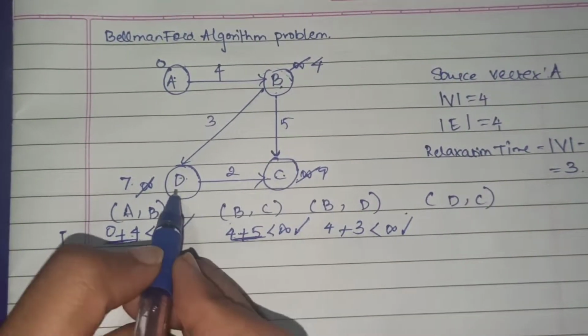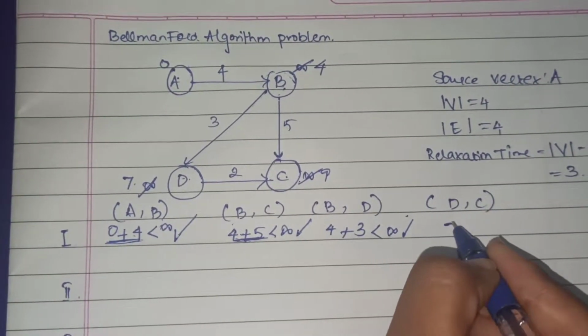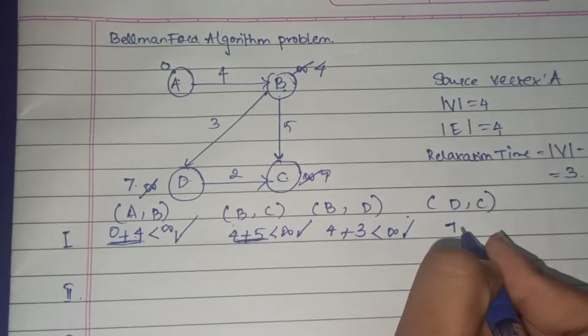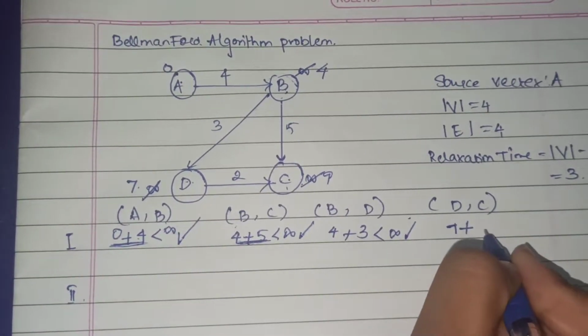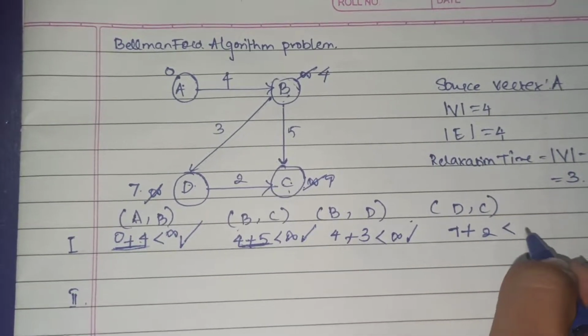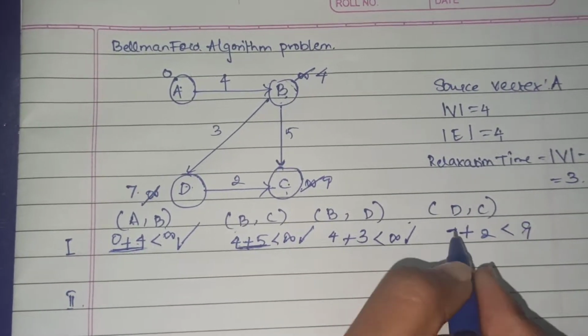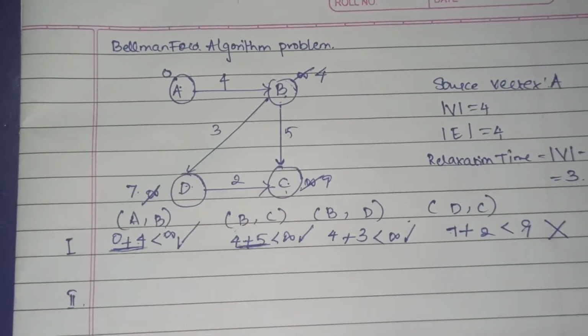Now coming to D to C, for D you have to use whatever you have updated here. So 7 plus the distance between D to C is 2, should be less than the weight you have assigned to C, that is 9. 9 less than 9, not possible, so you don't update anything.